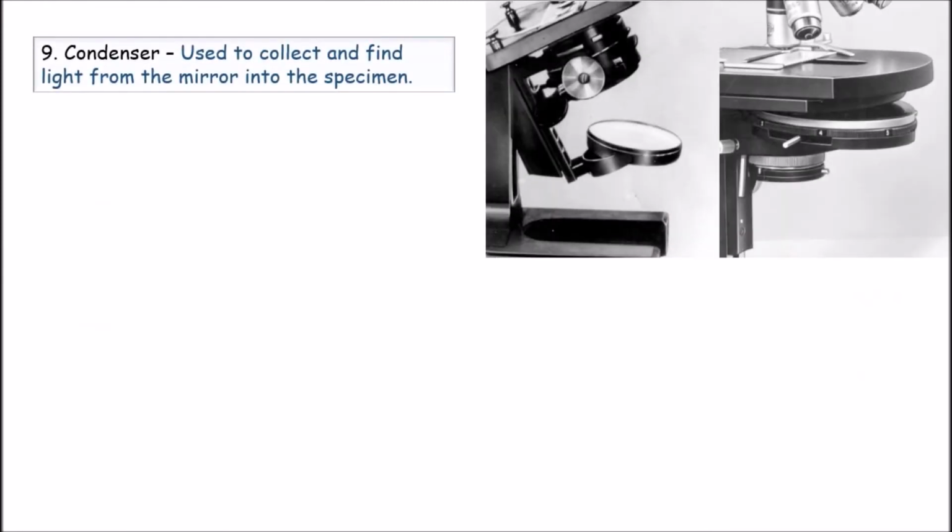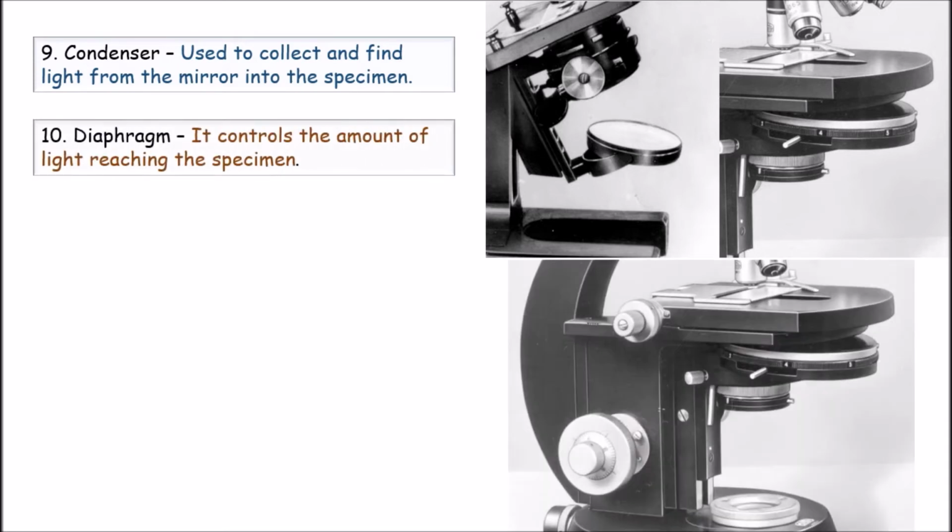Condenser. It is used to collect and direct light from the mirror onto the specimen. The condenser is very useful to produce clear and sharp images. Diaphragm. It is situated under the stage and it controls the amount of light reaching the specimen.